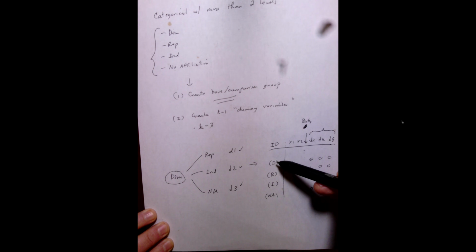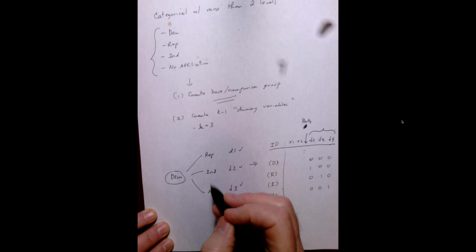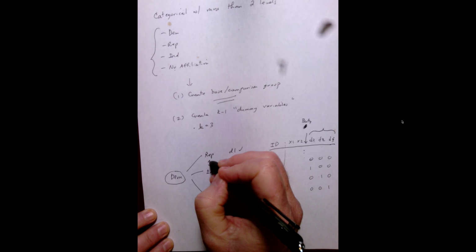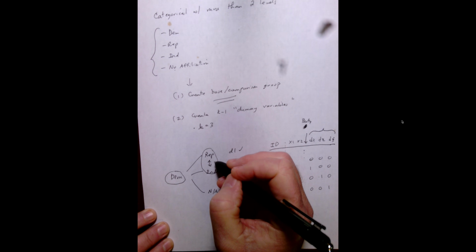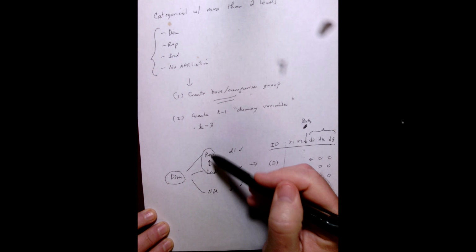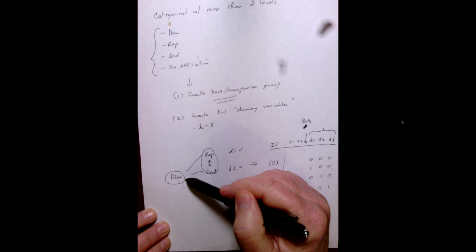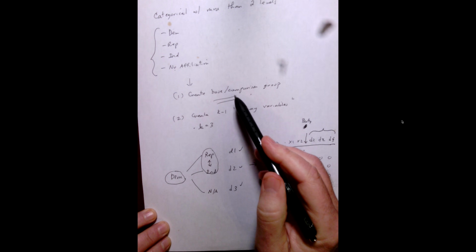If I have a vector of zeros, that's what happens when I have a person who is Democrat. Well, you can't compare Democrat to Democrat. A student once asked me, what if I want to compare Republicans and independents? I got to choose a different base. I can't compare Republicans and independents when I set Democrat as my comparison base group. So I would need to set another base comparison group and run a different model.